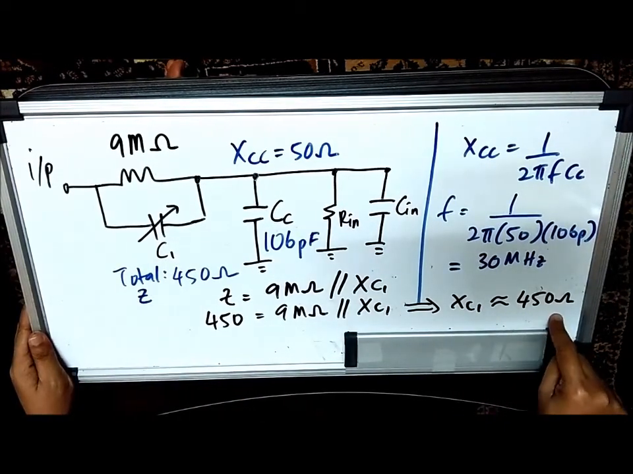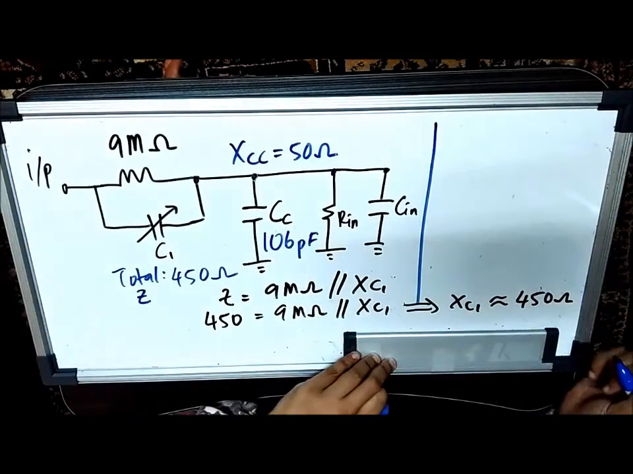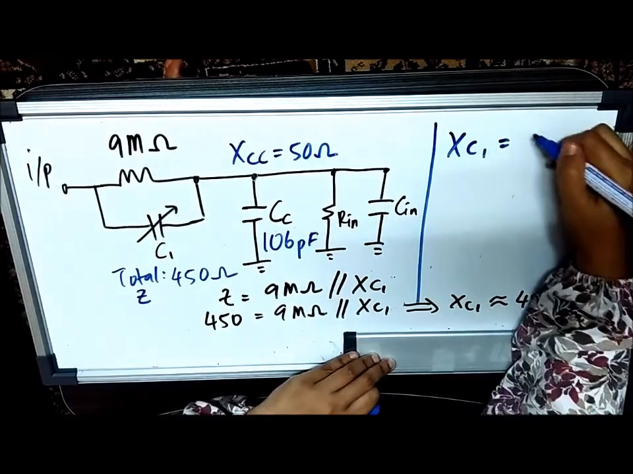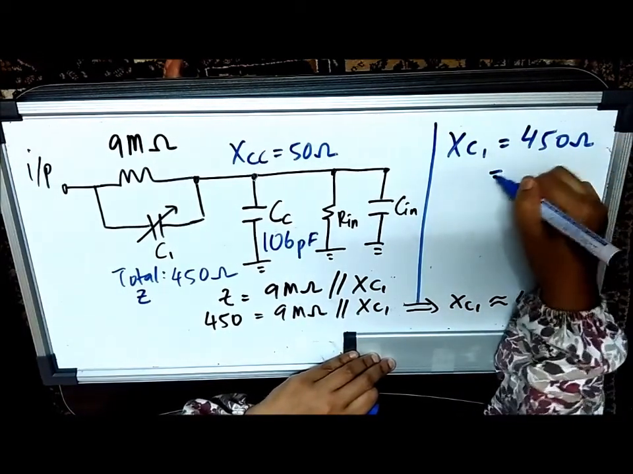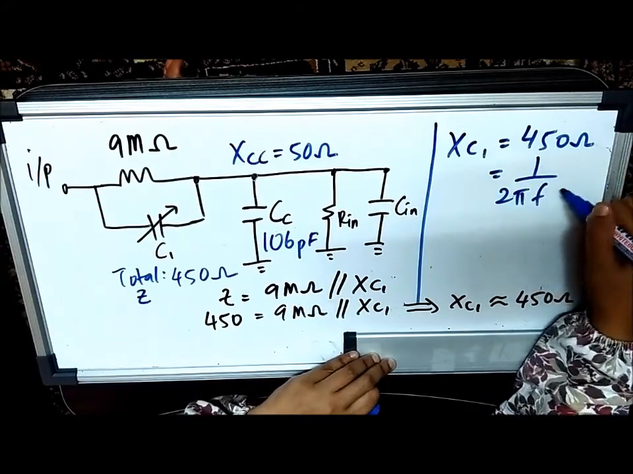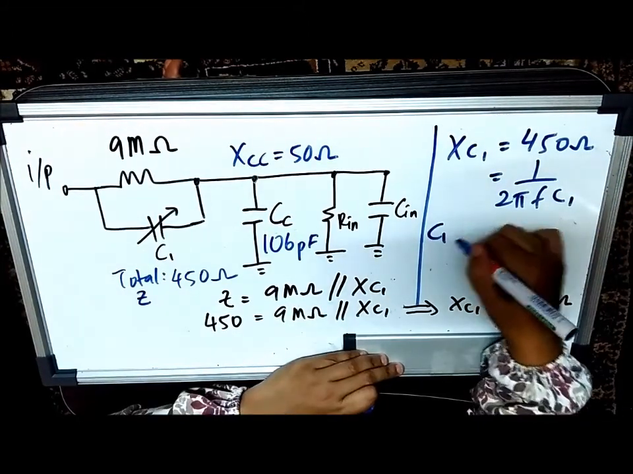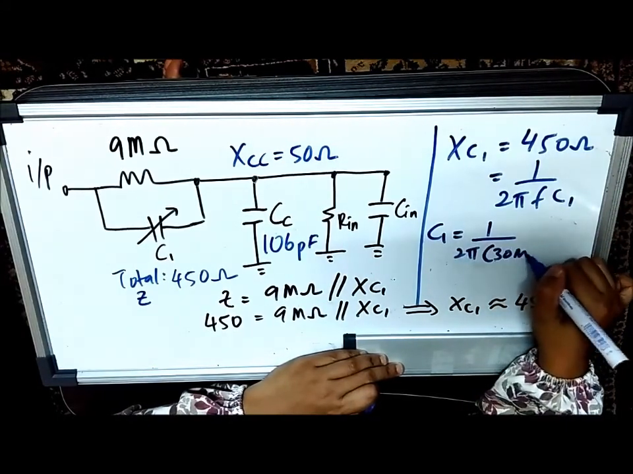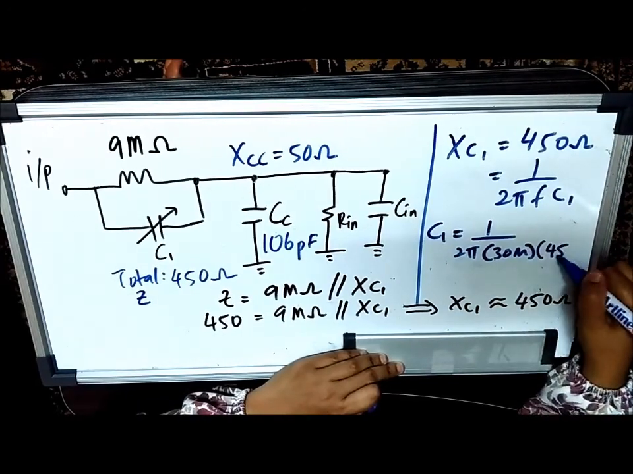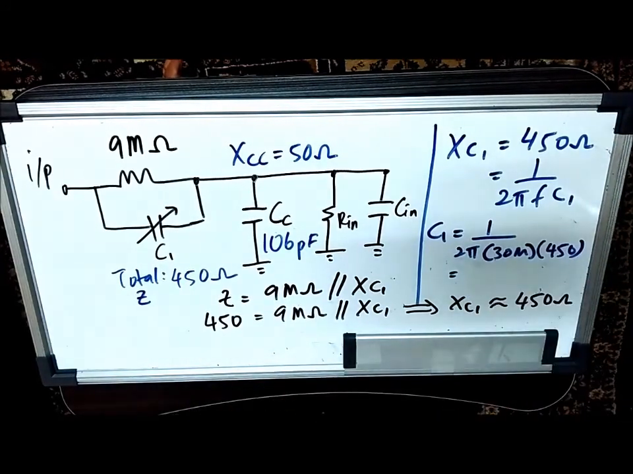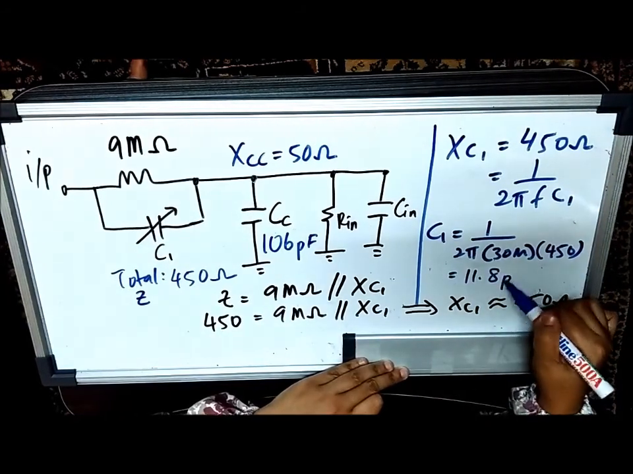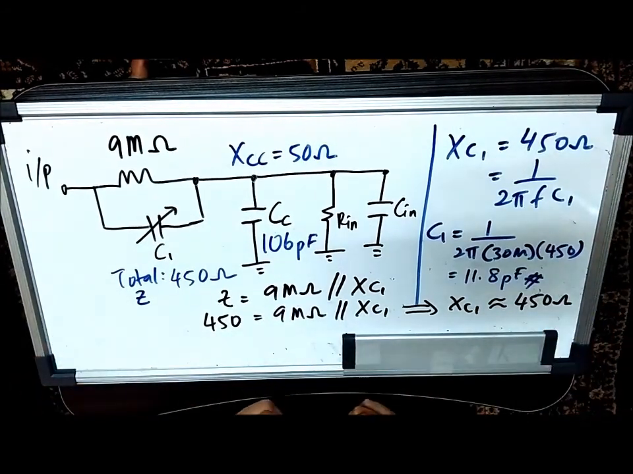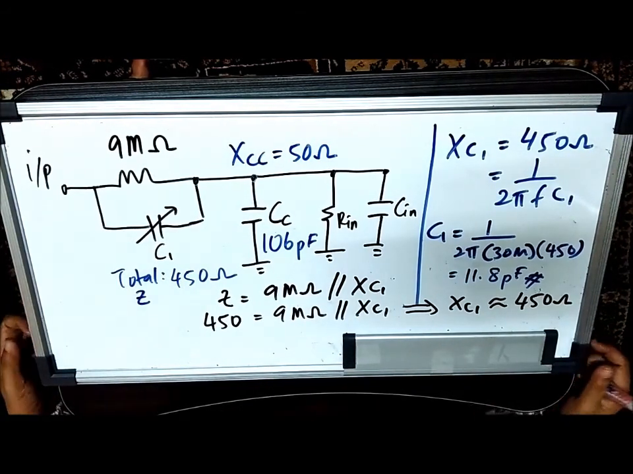So I can use this value to find out the capacitance C1. Okay, so I'm going to wipe this portion off. So now you know that XC1 is equivalent to 450 ohm, which is equivalent to 1 over 2 pi FC1. Okay, so C1 is equivalent to 1 over 2 pi. The frequency is 30 megahertz and the reactance is 450 ohm. So C1 is equivalent to 11.8 picofarad, which is the answer that I have shown you in the slide. Okay, so that's how you solve problems related to the 10-to-1 probe.